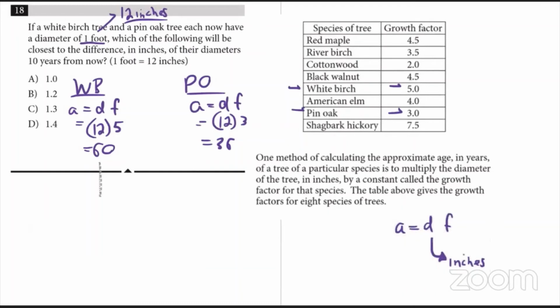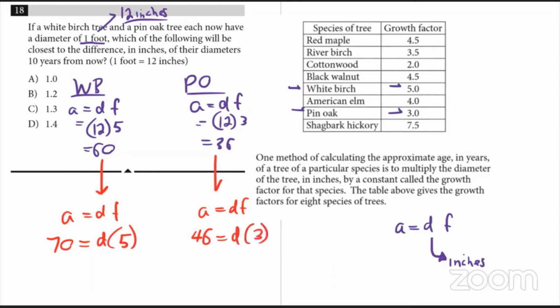So now the question says 10 years will go by. So the age, which is diameter times growth factor, is now 70 and 46, because they were 60 and 36 and 10 years have gone by. The growth factor for the white birch hasn't changed, so it's still 5. And for the pin oak, it hasn't changed, it's still 3. So now we can solve for the two diameters, divide by 5 on both sides, or divide by 3 on both sides.